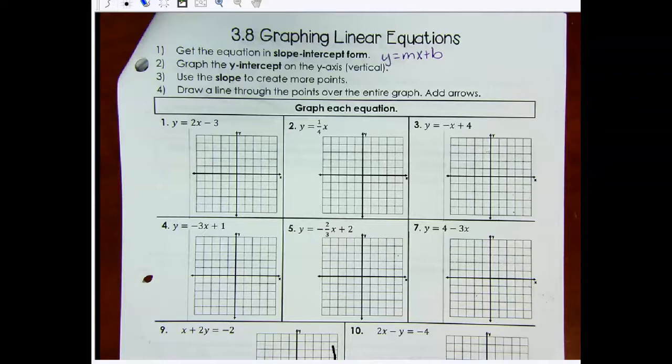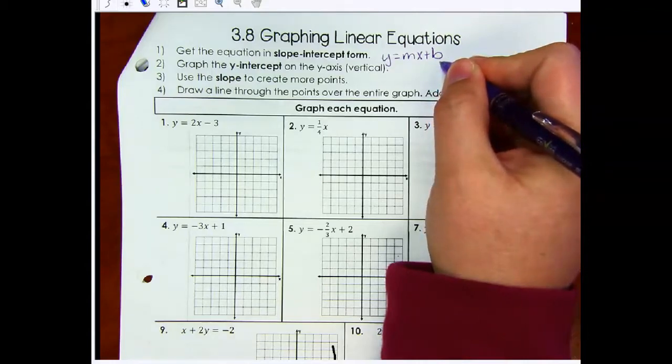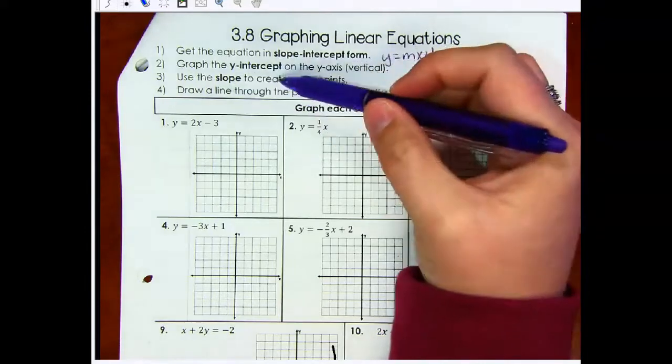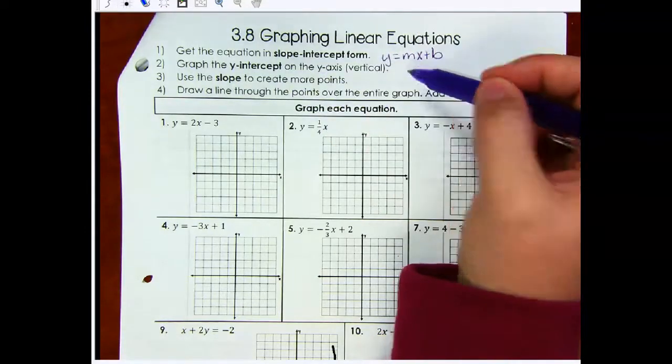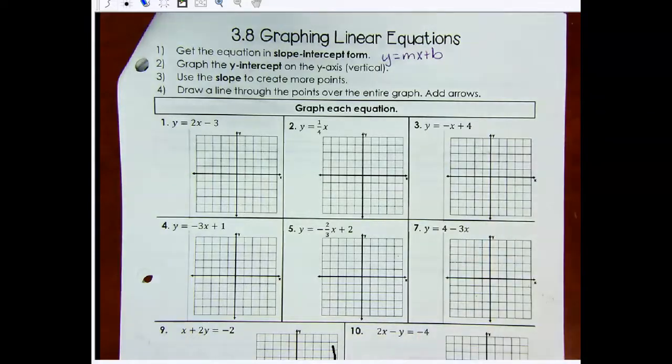The first thing you want to do is graph the y-intercept. So the y-intercept is this b part that's on the end. So you're going to put that on the y-axis first. Then you're going to use the slope, which is the m part, to create more points up and down the graph. And then you're going to draw that line using a straight edge, hopefully, and add the arrows to the ends, because those lines are going to continue in both directions infinitely.